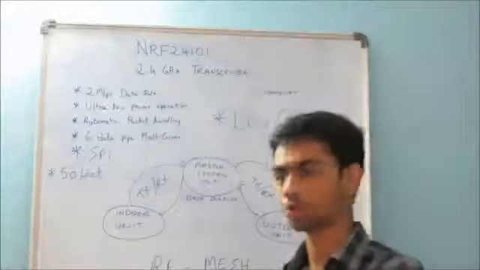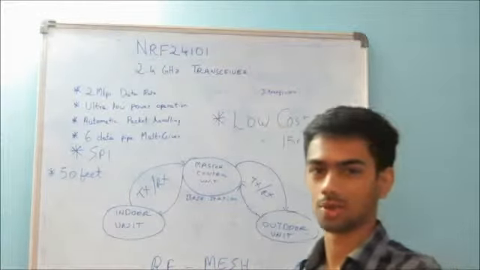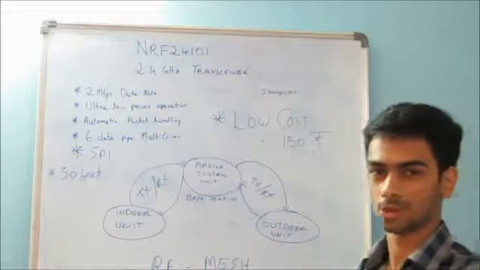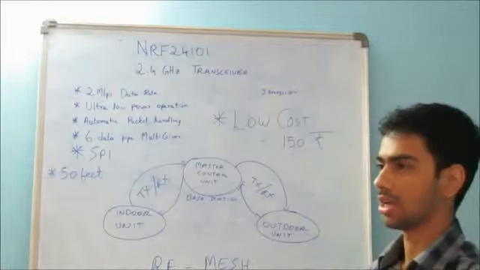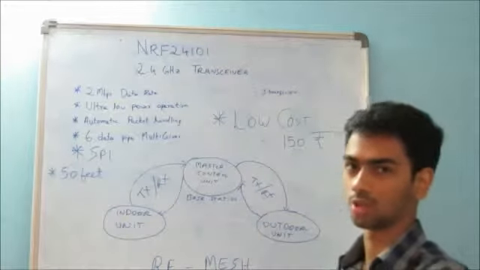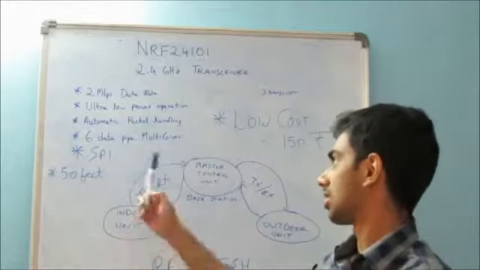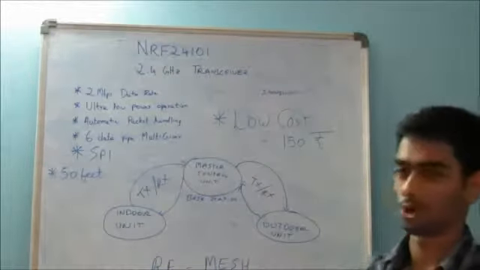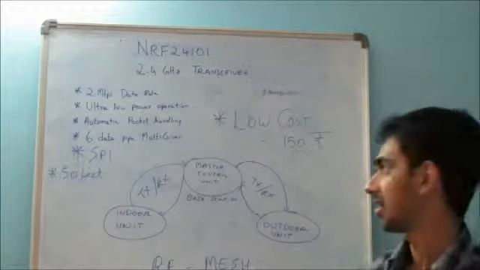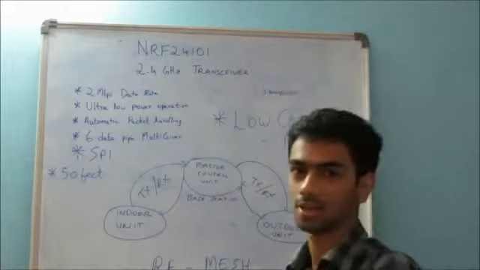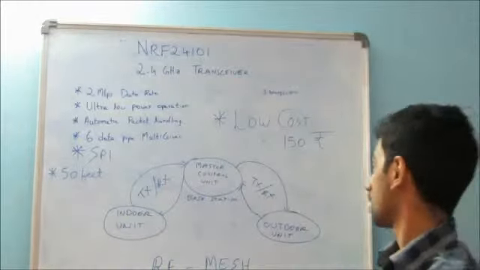We have envisioned a house wherein all communications occur wirelessly. So in order to make this possible, we have used the NRF24L01 transceiver. It is a 2.4 GHz transceiver with several features such as 2 Mbps data rate, ultra low power operation, automatic packet handling, 6 data pipe multi-receiver, and SPI operation.